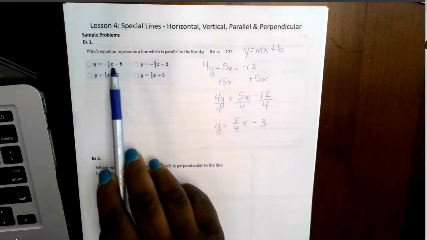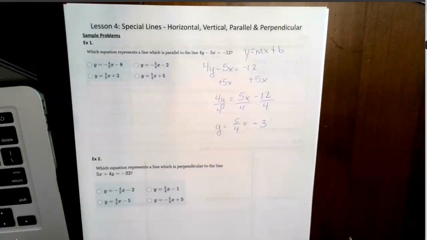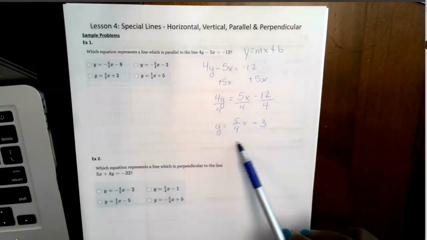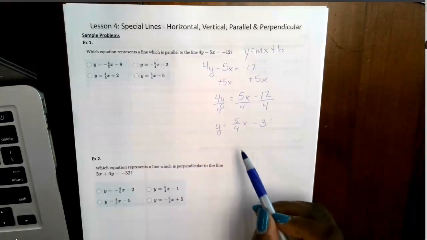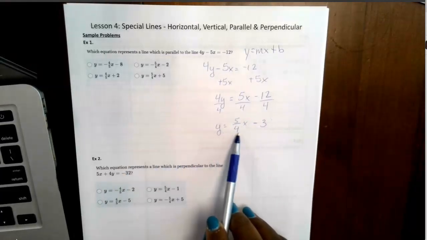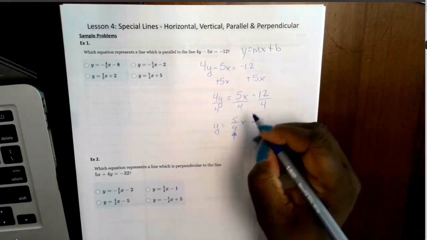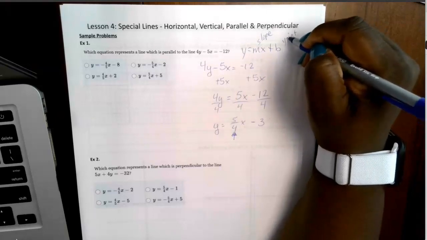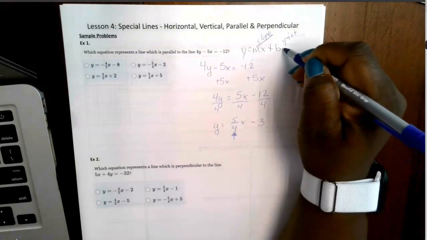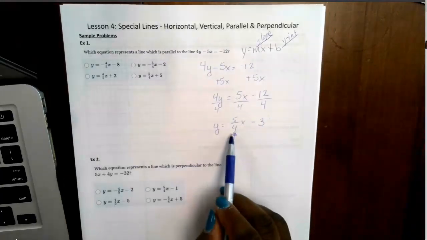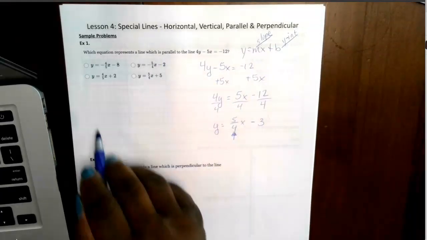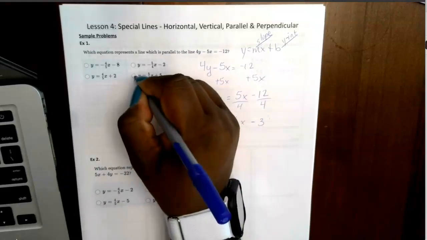This question says, which equation represents a line that is parallel to 4y minus 5x equals -12. So we've solved for y here. Now parallel means same slope. So which one of these equations has the same slope? Remember, m is slope and b is your y-intercept when you're doing this on a graph. All we need is this portion here, because we're talking about parallel lines and we're focusing on the same slope. Which one of these choices has the same slope? This one will be the choice.